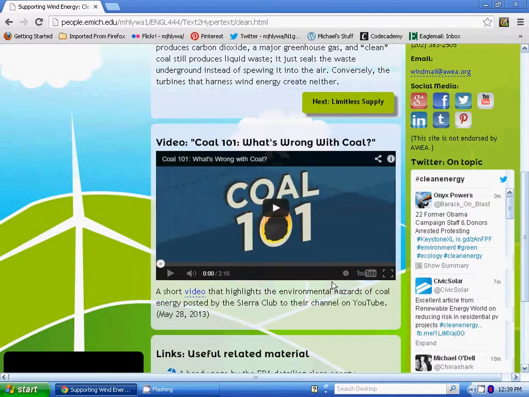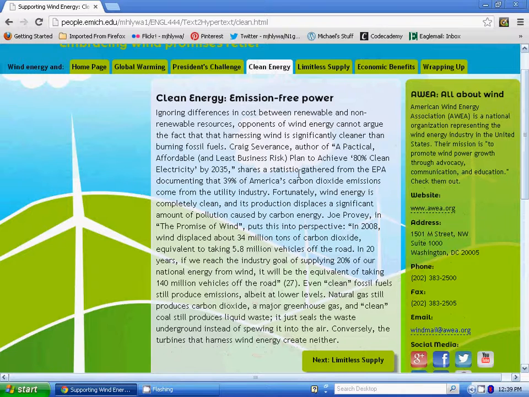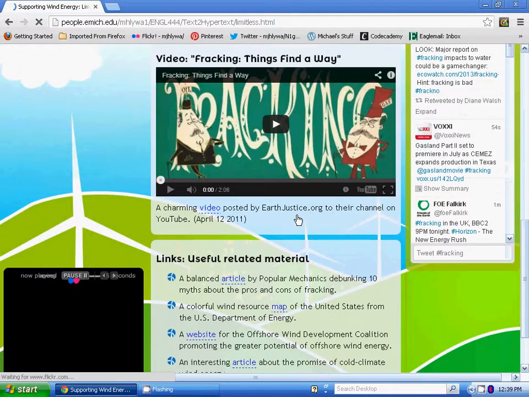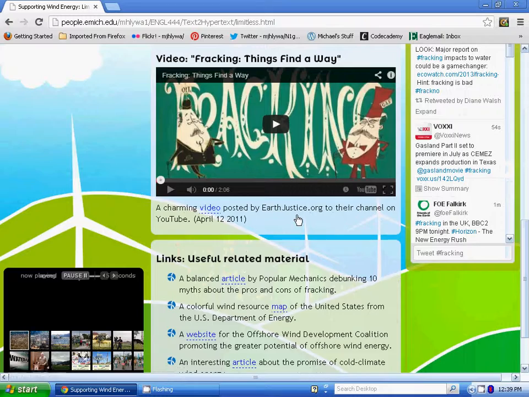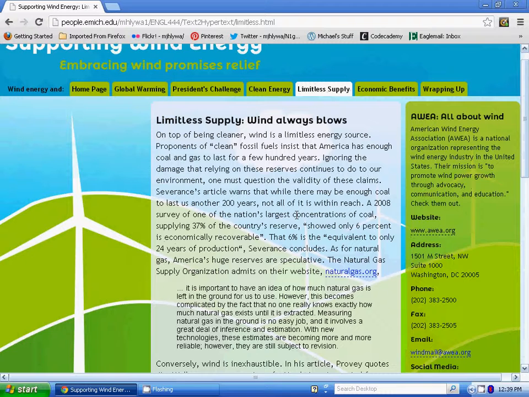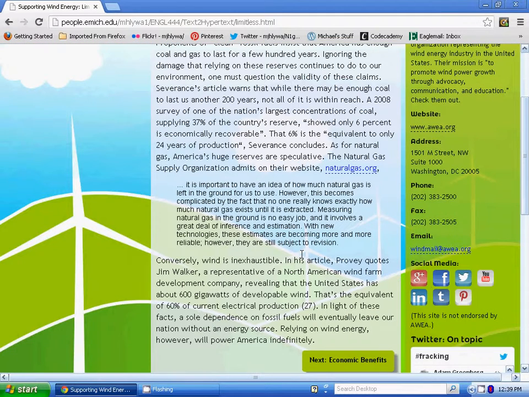So how much power could harnessing the wind produce? How much power? So I'm clicking over to limitless supply because now I'm interested in your videos. I'm like, is it in a video? Maybe it's in a video. I've already forgotten our question. What was it? How much power? Okay. 600 gigawatts of developable wind.